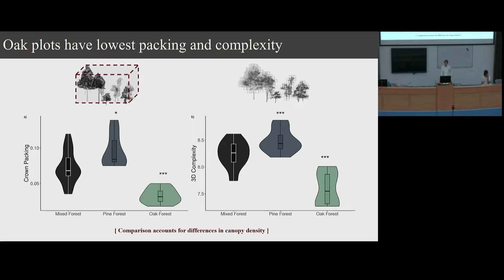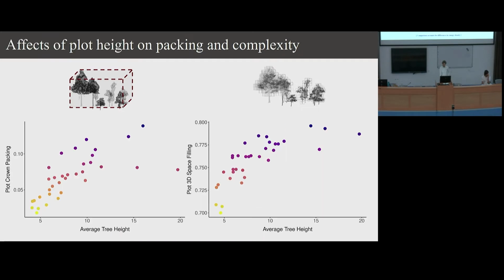And what we found was, we actually account for canopy density here, because obviously density effects will explain a lot of the variance. But we actually see that pines had the greatest packing and complexity for both these metrics relative to mixed forests, and oaks actually had the lowest compared to them.